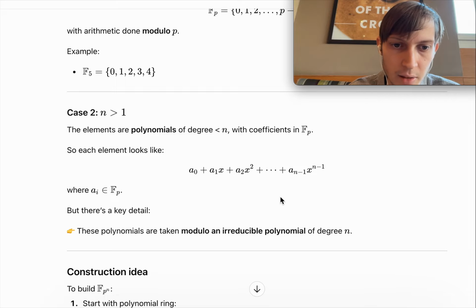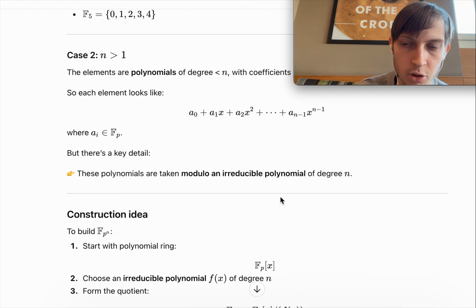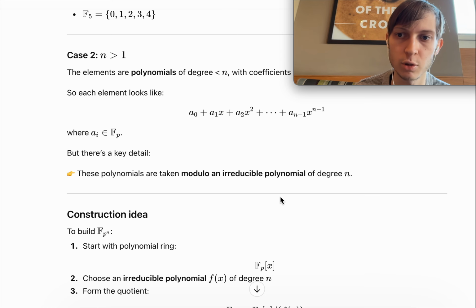And there's a key detail. These polynomials are taken modulo an irreducible polynomial of degree n. That is one degree higher than the maximum term in this polynomial. The highest is x to the n minus 1 we see here, so this is modulo an irreducible polynomial of degree n, which is 1 higher than n minus 1.